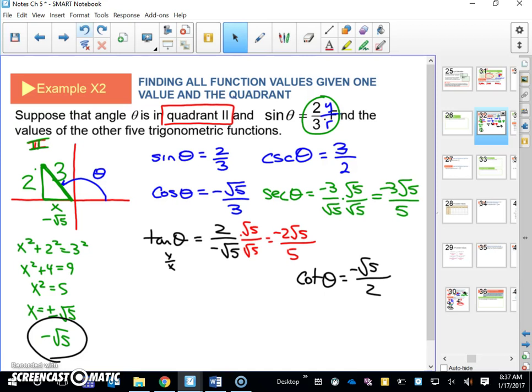Of course, they gave us one of them. We only need to come up with the other 5. Does it match up with our saying of all students take calculus? If we were in the second quadrant, sine and cosecant should be positive, right? Sine and cosecant should be positive. Is everything else negative? It's going to help for you to double check that. Make sure you don't mess up on the pluses and minuses.